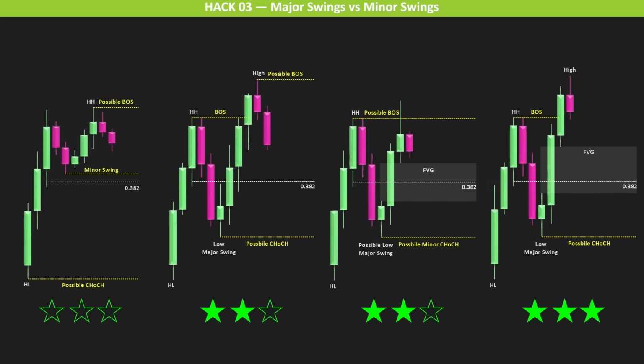When price breaks and closes below this low, the pullback has failed. That break confirms a valid change of character, signaling a true shift in market direction and momentum.